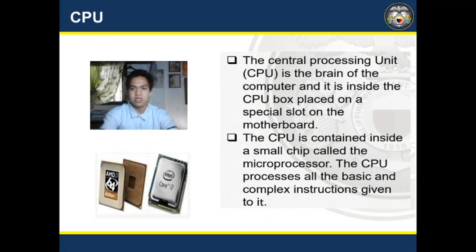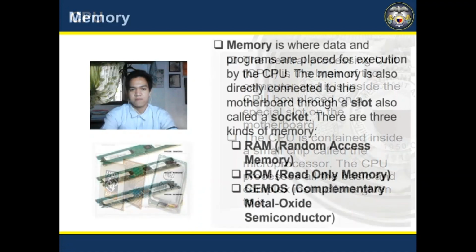CPU, the central processing unit. CPU is the brain of the computer and it's inside the CPU box, placed on a special slot on the motherboard. The CPU is contained inside a small chip called the microprocessor. The CPU processes all the basic and complex instructions given to it.